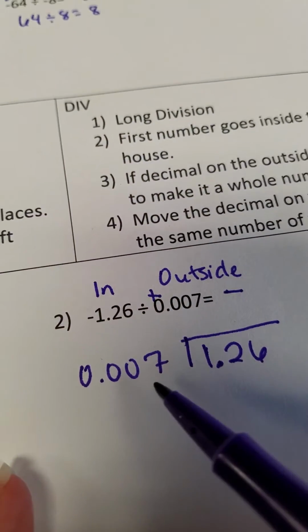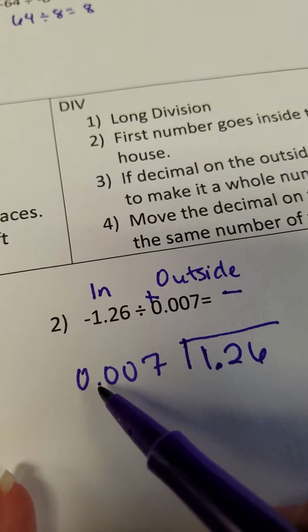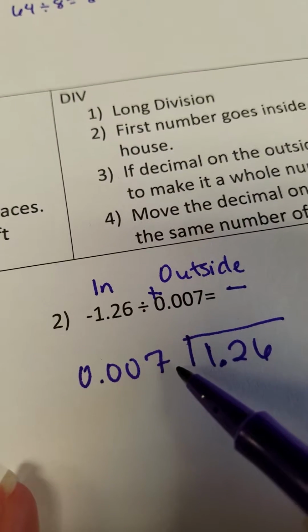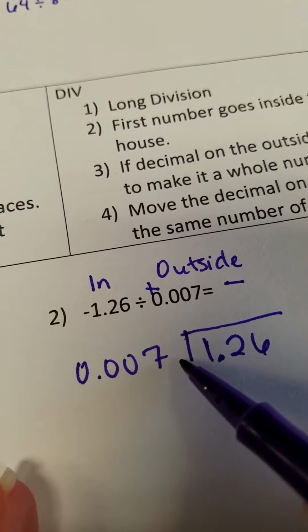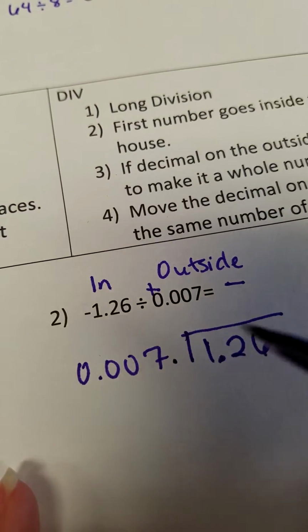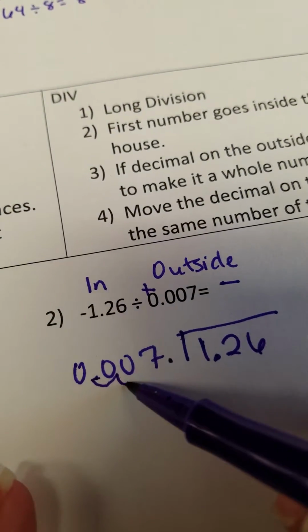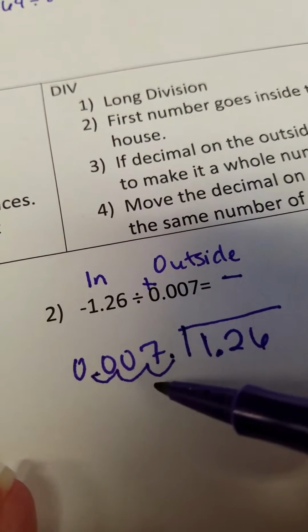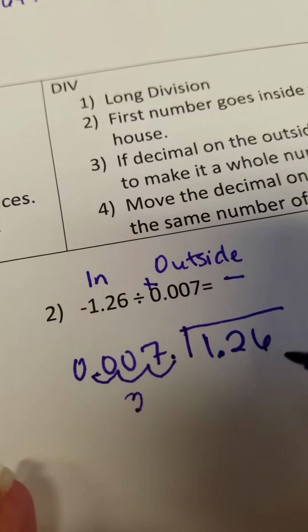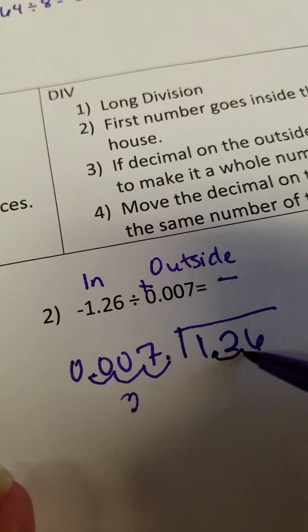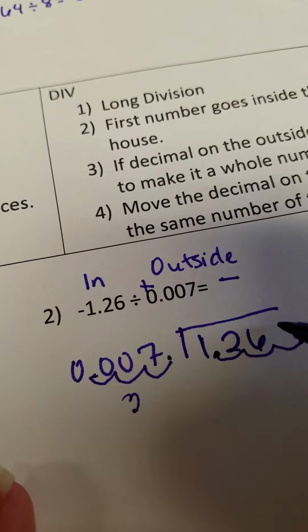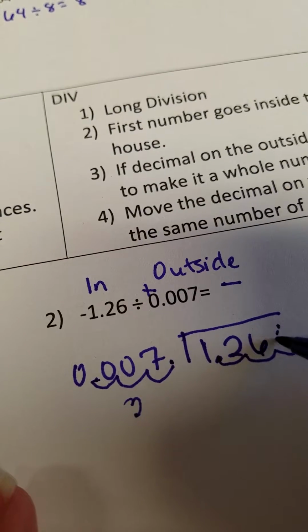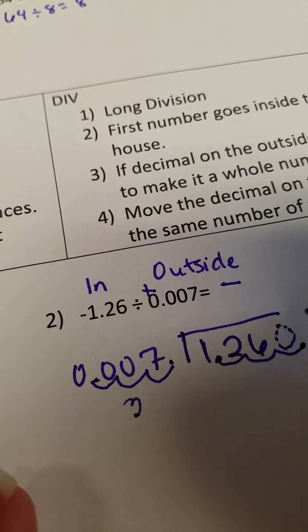I notice here on the outside, I have a decimal place here. I want this to be a 7. In order for this to be a 7, the decimal has to go here, which means I need to move my decimal 1, 2, 3 times. If I move this decimal 3 times, I have to move this decimal 3 times. 1, 2, 3, which means I have to put a placeholder of a 0 there.